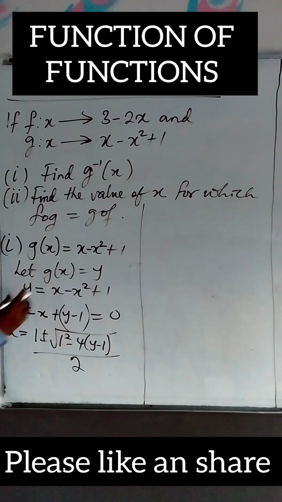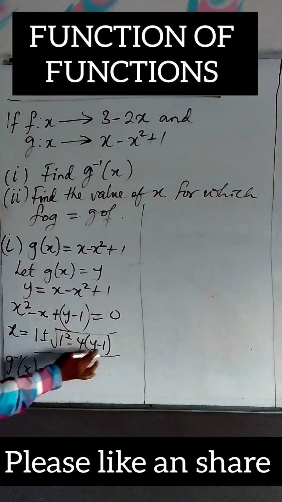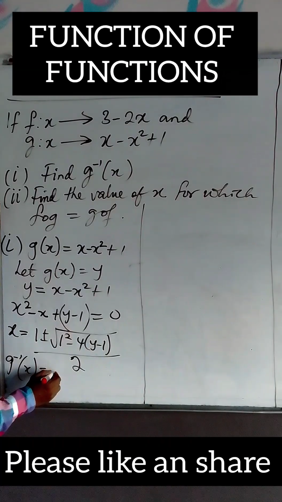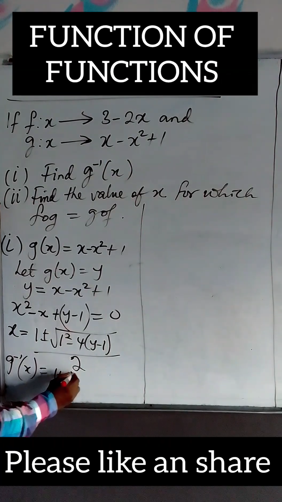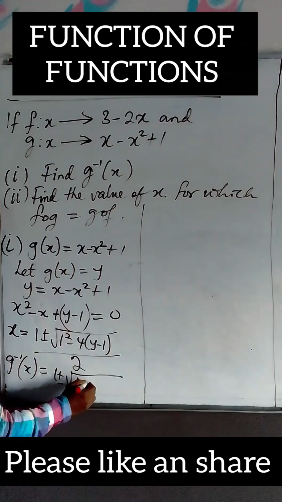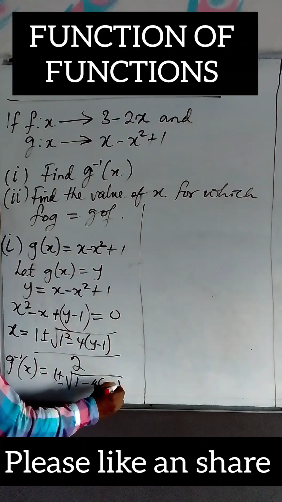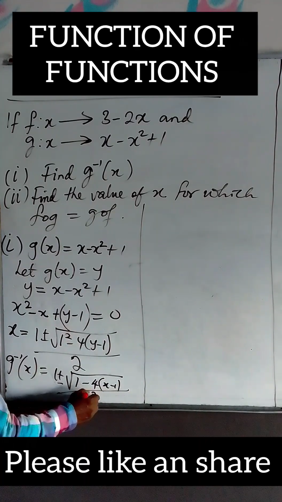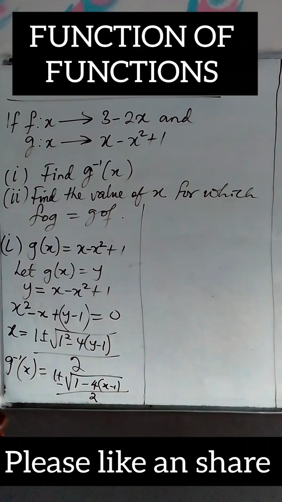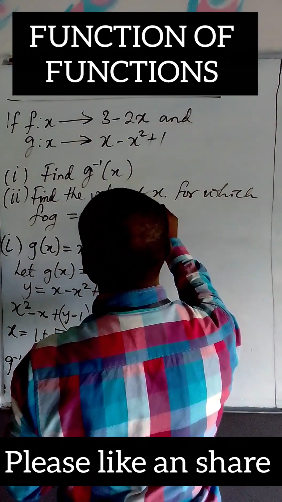But the g inverse of x, as what we are asked to find, is this function when we change y to x: 1 plus or minus the root of 1 minus 4 into x minus 1, all over 2. We have obtained the first solution. Now the second solution is part two.